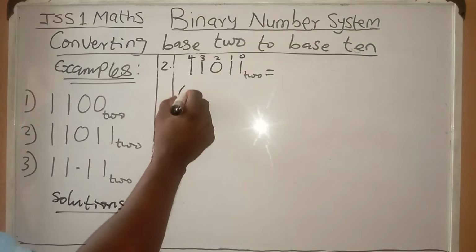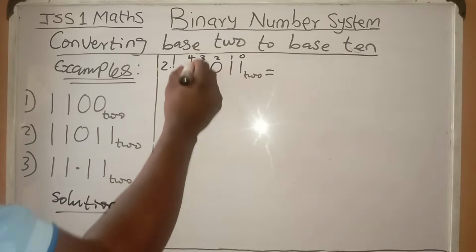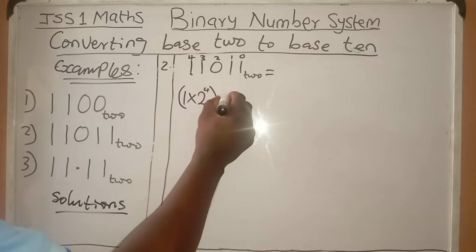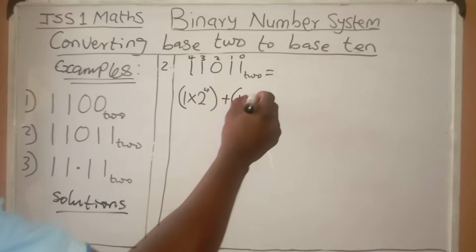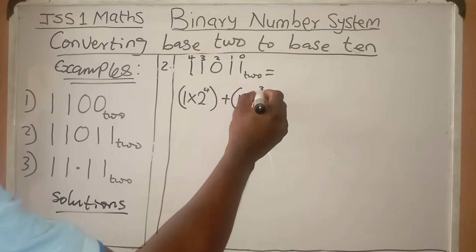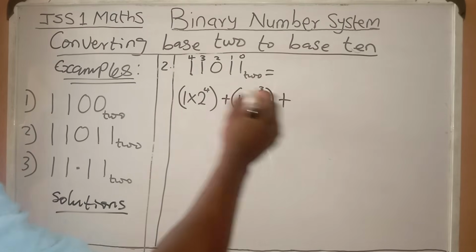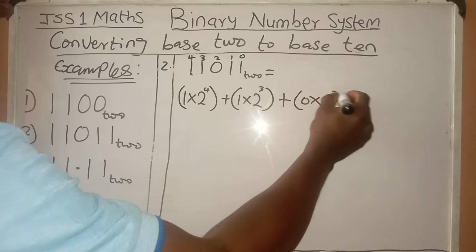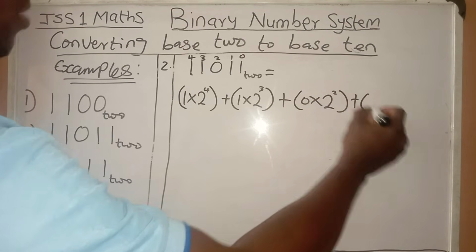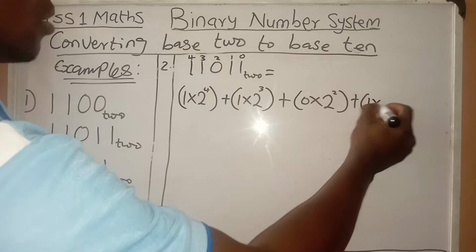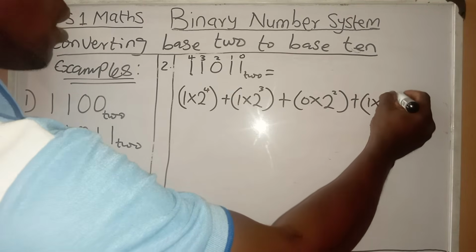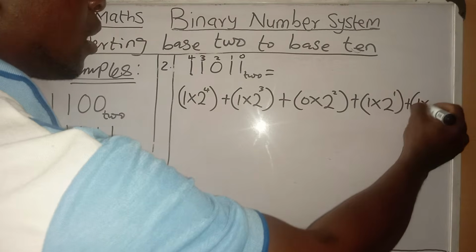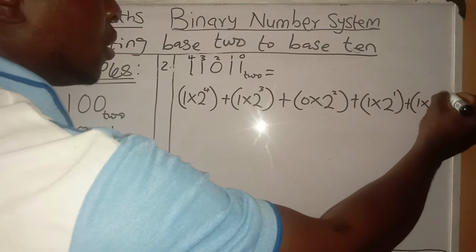So let's do it now. 1 times 2 raised to power 4. We are done with the first one. The second one, plus 1 times 2 raised to power 3, plus, go to the next one, 0 times 2 raised to power 2, plus the next one, which is 1 times 2 raised to power 1, plus the last one, which is 1 times 2 raised to power 0.